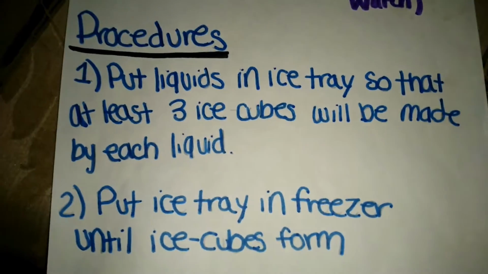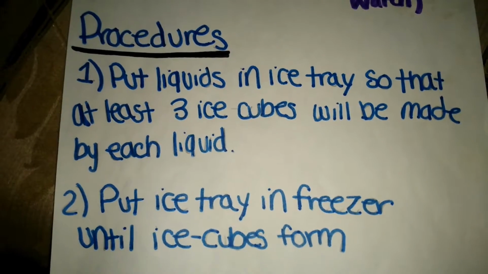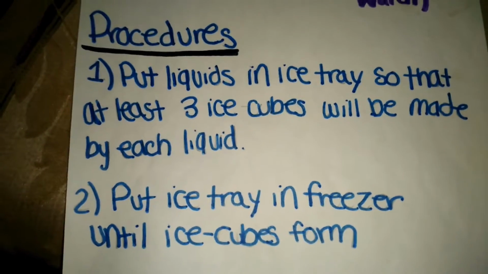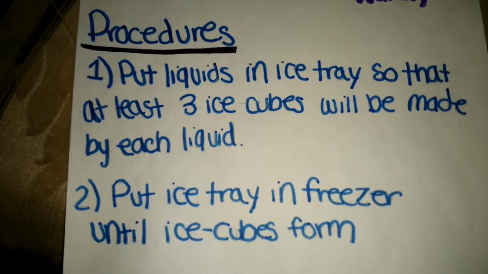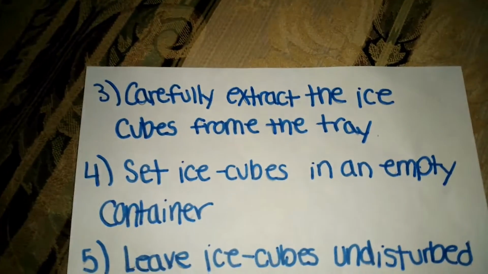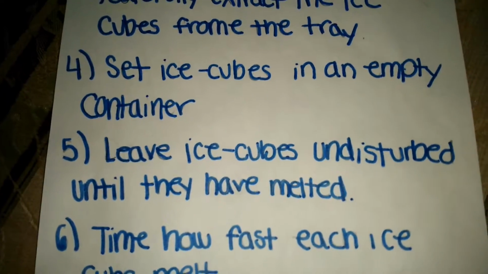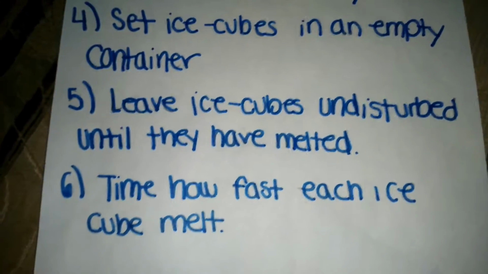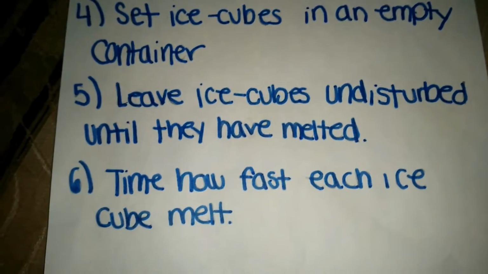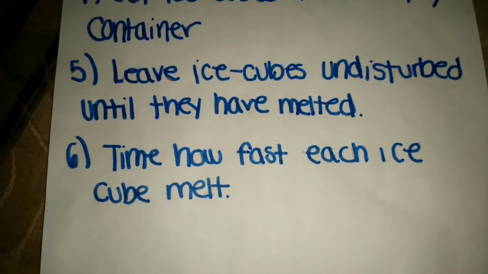So how we did the procedure. First we put liquids in an ice tray so that at least 3 ice cubes will be made of each liquid. And then we put the ice tray in the freezer so the ice cubes would form. Then the next step we did was we carefully extracted the ice cubes so that they wouldn't break. And then we set the ice cubes in an empty container, that's this that we're talking about. And then we left the ice cubes undisturbed until they have melted, and we kept track of the time to see how fast the ice cubes melt.